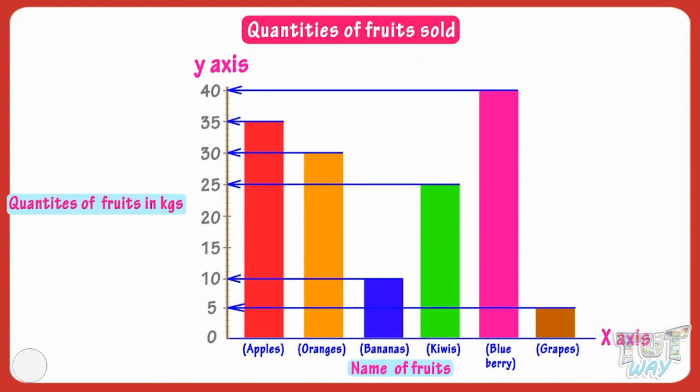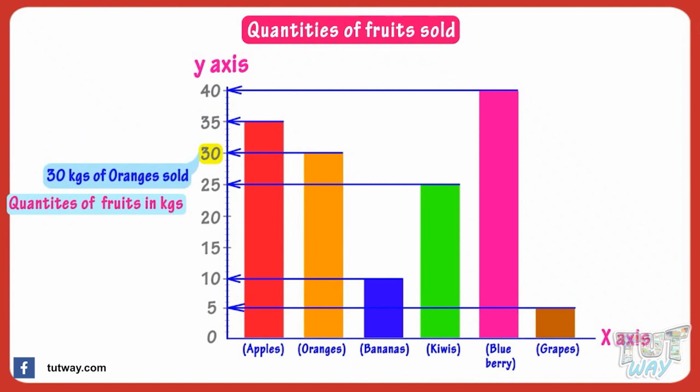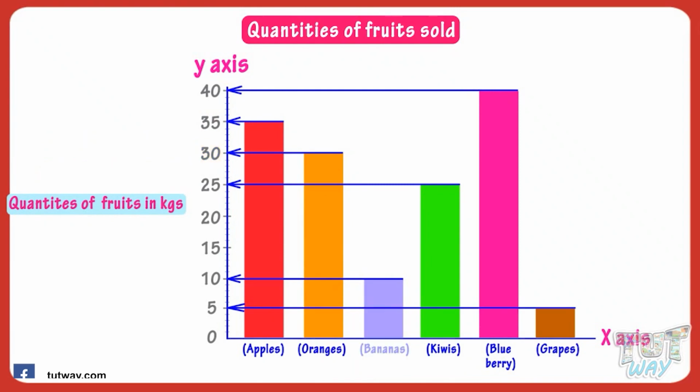This axis is the vertical axis which shows 35 kgs of apples sold. Quantity of oranges sold is 30 kgs. Quantity of bananas sold is 10 kgs. Blueberries are sold the most. Bananas are sold the least.